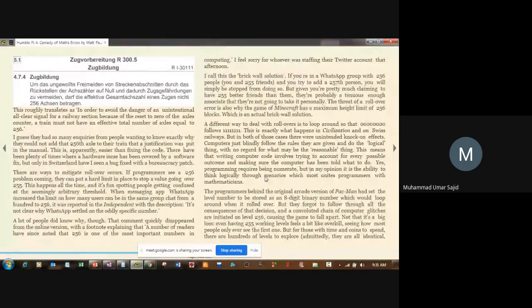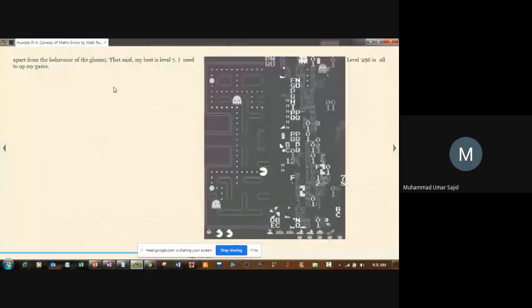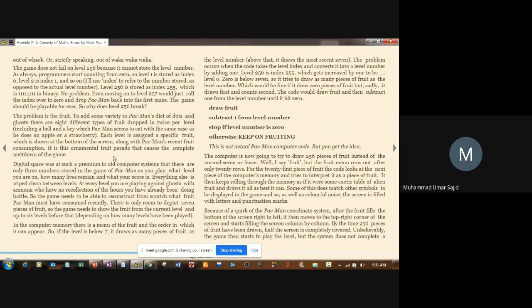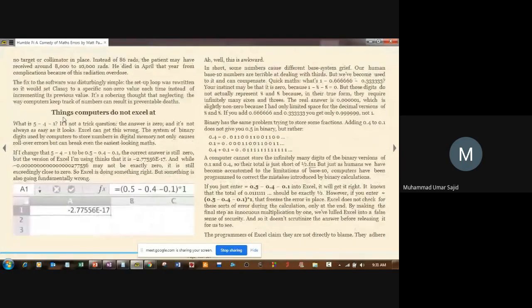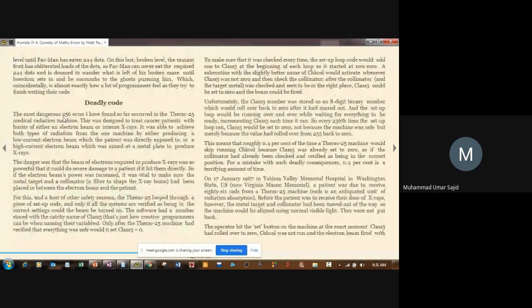And there is a Pac-Man example of an 8-bit overflow. If you go to level 256, you have some weird-looking code there. The actual reasoning behind this is given in the book. I'm not going into the details, but it's an interesting read. The deadly code error was this example. This was in a radiation machine in which the loop count was set to 256.